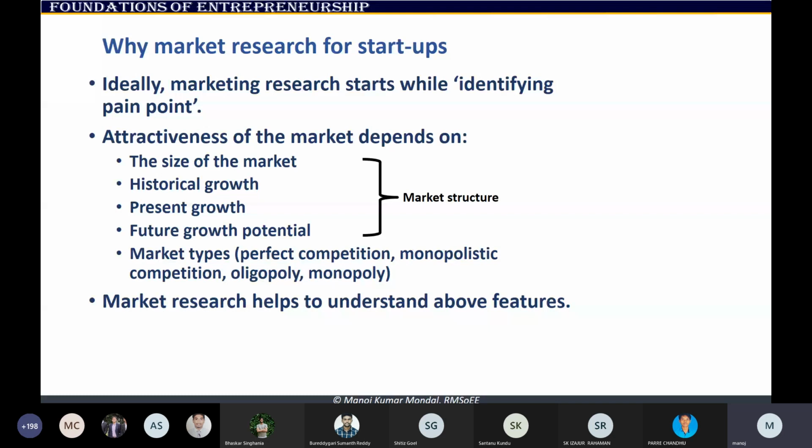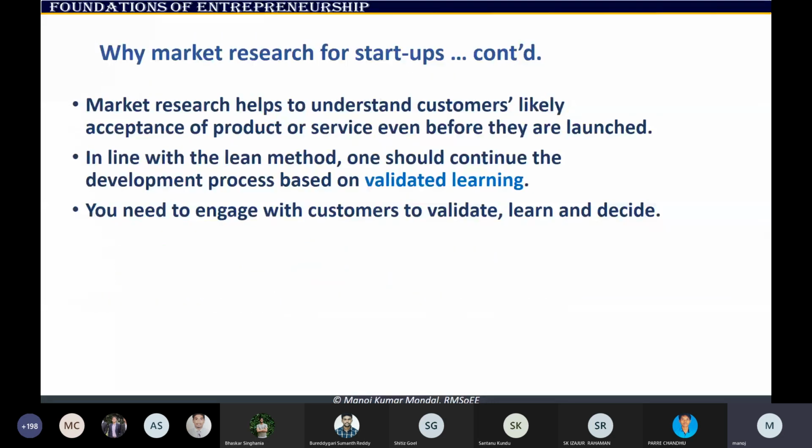Then, why market research for a startup? Ideally, it starts at the time of identifying the pain point. As I mentioned, attractiveness of the market depends on the size of the market, historical growth, present growth, and future growth. I talked about it when I talked about market structure. So you want to go through validated learning. How will you do that?